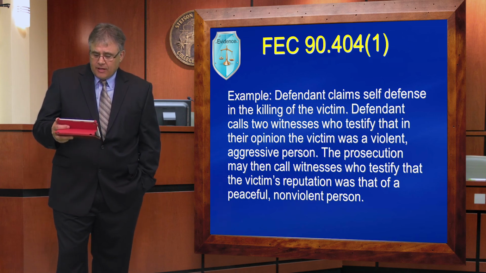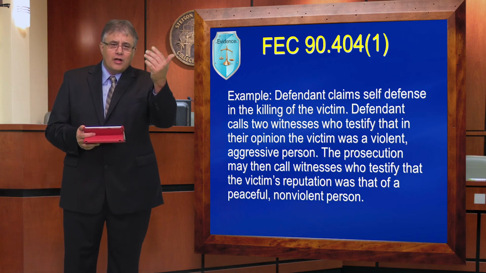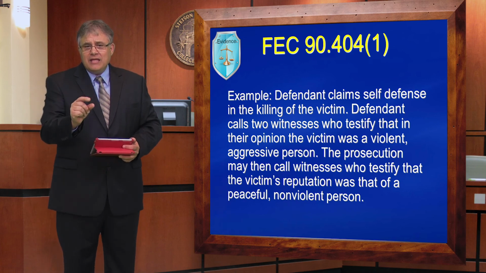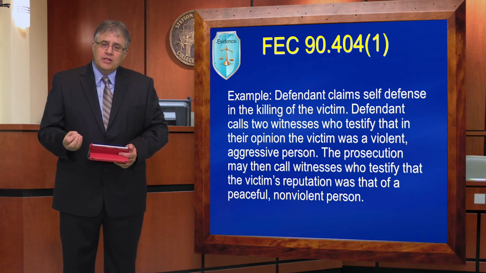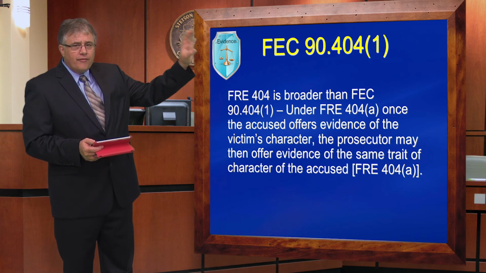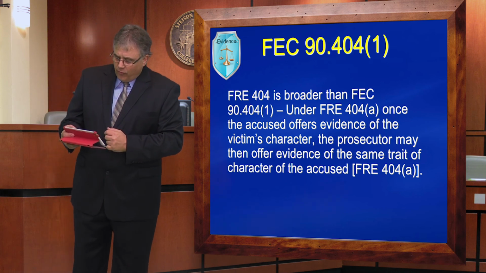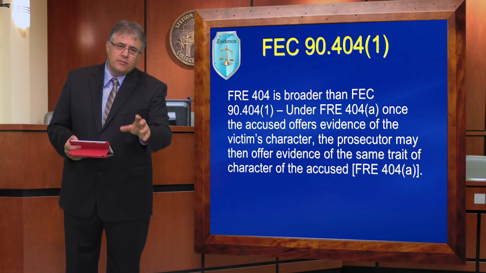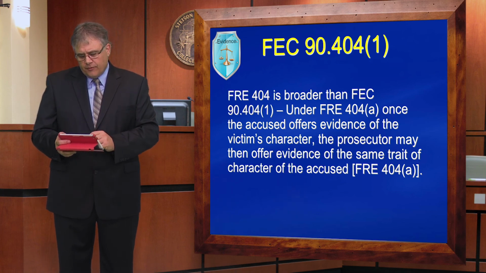Basically, I've got a defendant claiming self-defense in the killing of the victim. Well, when a defendant claims self-defense, that's a tripwire to tell us that they must be saying that the victim is the aggressor, and that means that character evidence of the victim for peacefulness is now admissible to rebut that position. I want you to remember that Federal Rule of Evidence 404 is broader than the Florida Evidentiary Code 90.404(1), specifically in the way in which it treats the character of the victim and its connection to the character of the accused from a rebuttal perspective. We've talked about that previously.